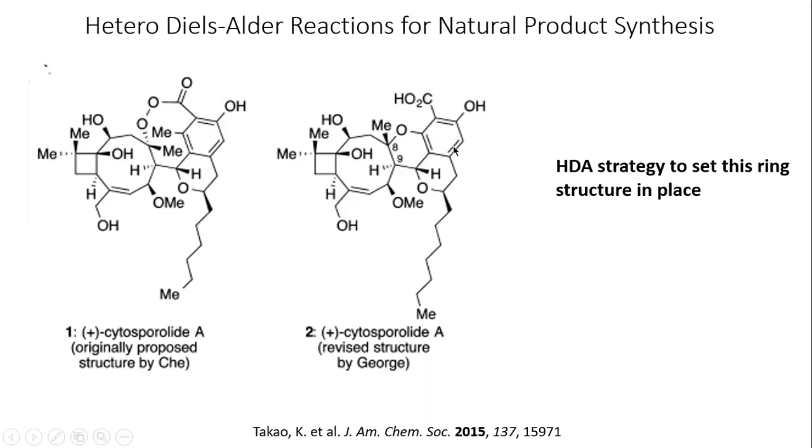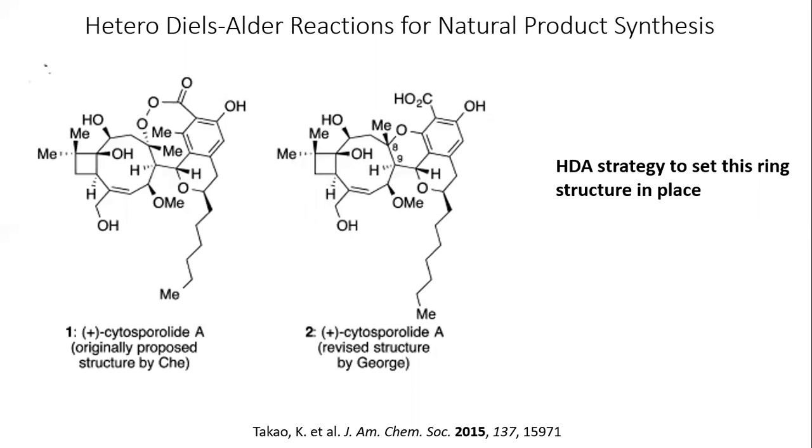So Takao and co-workers actually used a Diels-Alder strategy to make this six-membered ring, to close it up, as well as make the right structure. Right, this is the proposed structure, but this is actually the right structure. They actually proved this structure by some really elaborate NMR experiments. So that structure was revised, and Takao and co-workers actually proved it a second time.